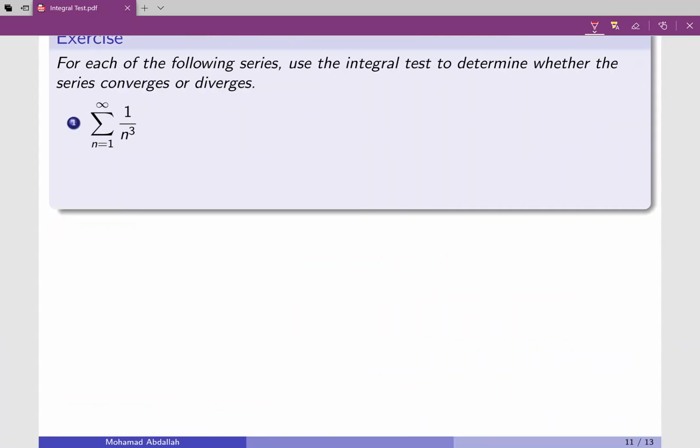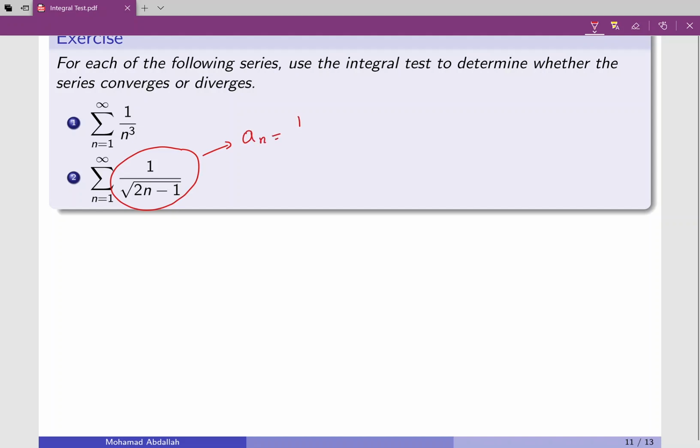For example, we're going to use the integral test here to show that the series is convergent. I think I'll just do one example, one of these two. I can do the second one. Okay. So since they want me to use the integral test, then I have to consider the corresponding function. So here I have a_n equals 1 over radical 2n minus 1. So I consider the function f(x) equals 1 over radical 2x minus 1.